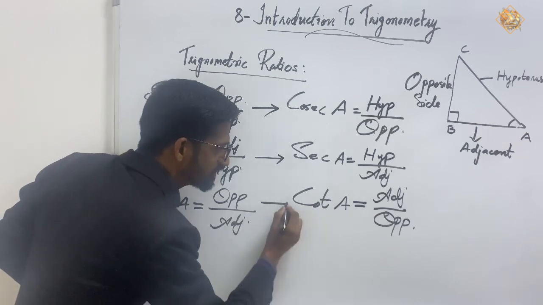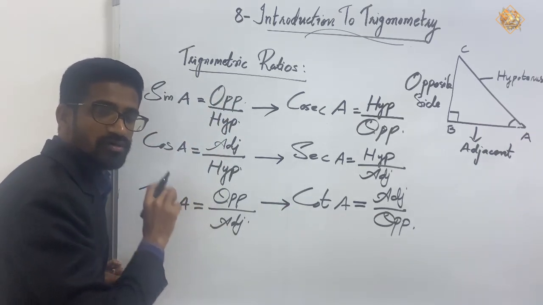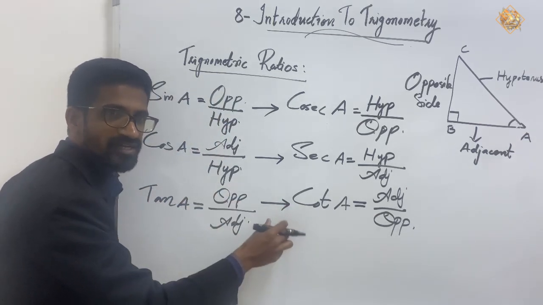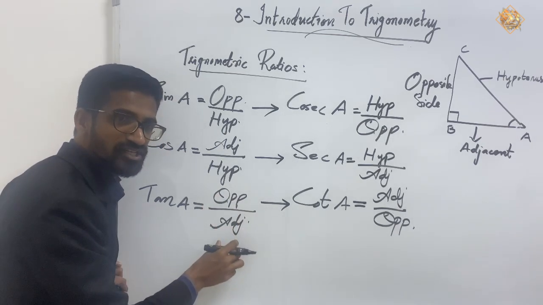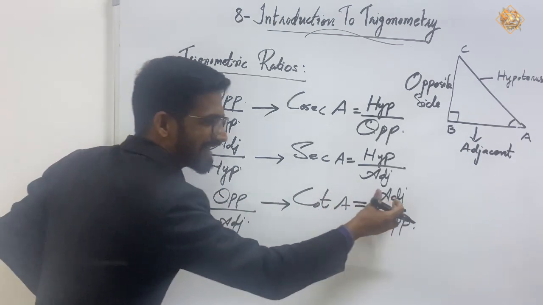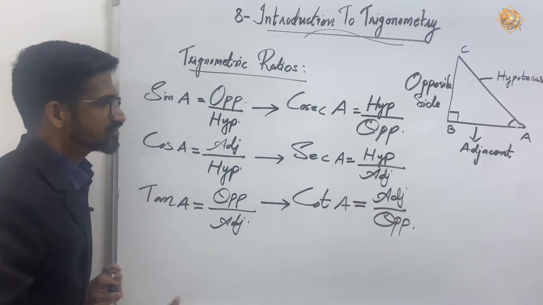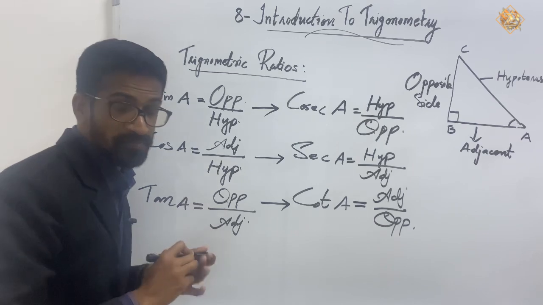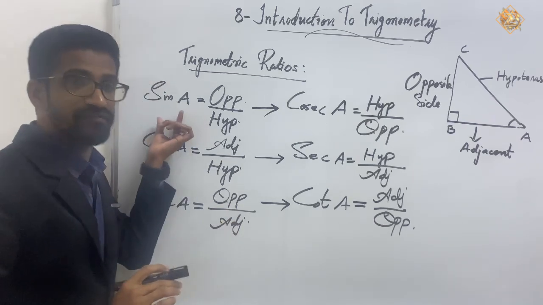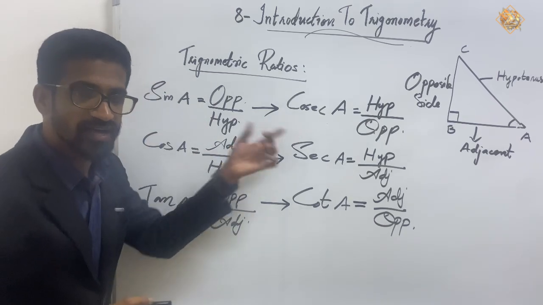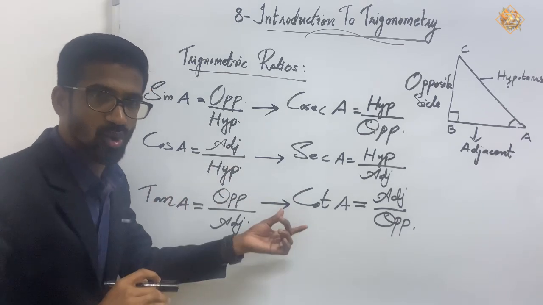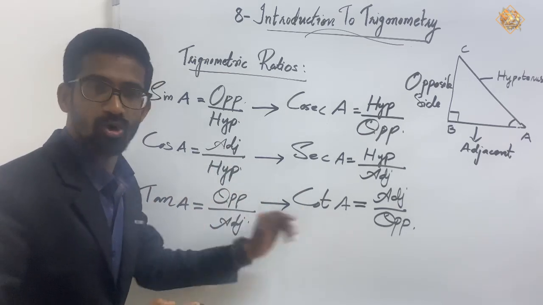Okay, so its inverse is cot. The inverse of tan is cot, that is opposite by adjacent. Here when its inverse comes, it is adjacent by opposite. Hope it is clear. Okay students, so we just need to remember only this much: inverse of sine is cosec, inverse of cos is sec, inverse of tan is cot.